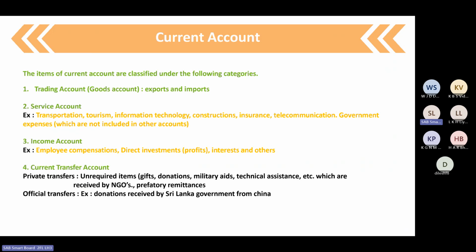If you divide the current account like this, you don't need to write this description. I will upload this.